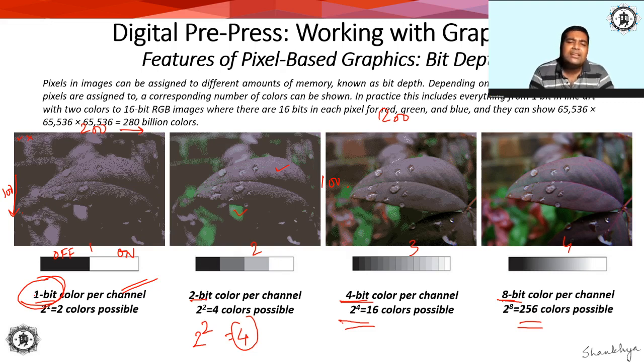It is basically how much memory you are allocating to a pixel to represent a particular image. Greater the number of bits you are assigning, better will be the image quality. This is a very common sense thing.